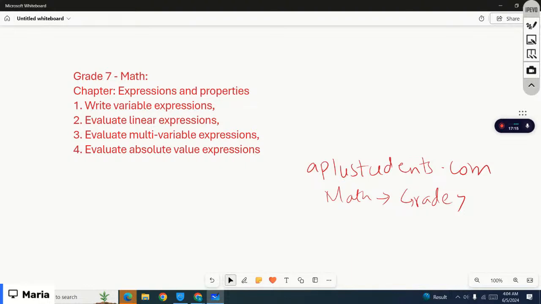Scroll down to grade 7 and then click on view all lessons. There you can find a list of the chapters. We're going to start with the chapter expressions and properties. The lessons we're going to cover today are write variable expressions, evaluate linear expressions, evaluate multivariable expressions, and evaluate absolute value expressions. So let's start with the first lesson.